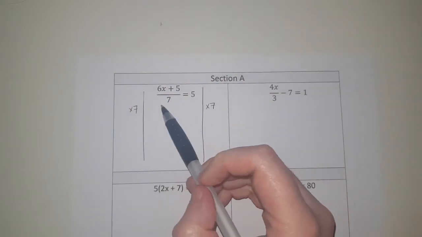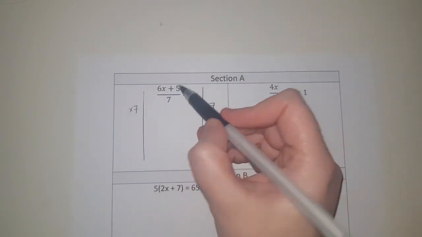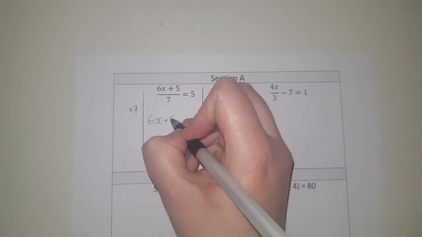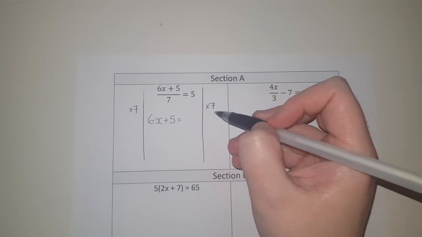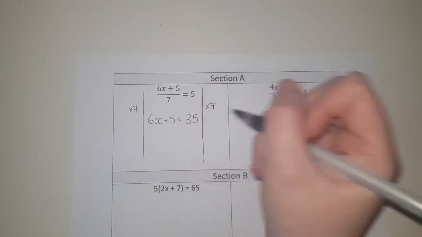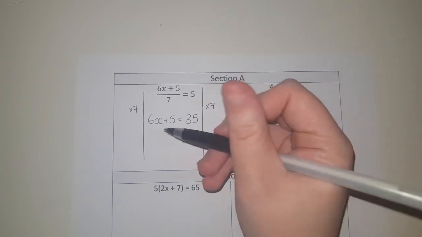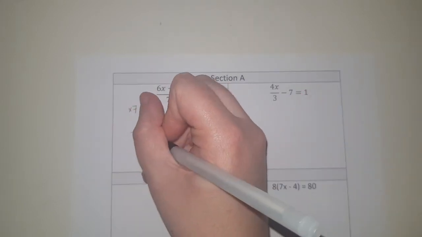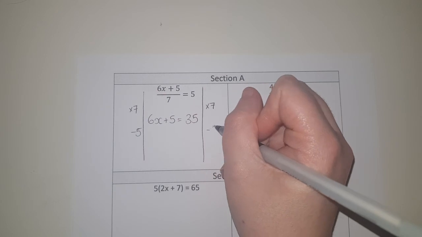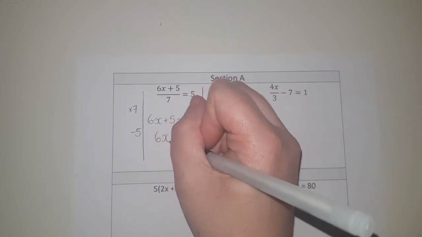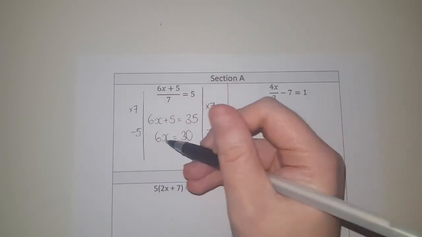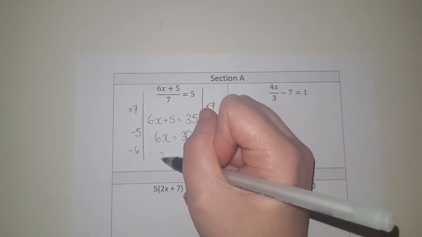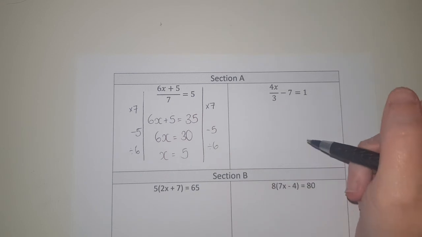Now, if you times the left-hand side by 7, it just gets rid of the bottom of the fraction and leaves you with 6x plus 5. On the right-hand side, 5 times 7 is 35. From there, it becomes just like what we started with, so anything added or subtracted goes next. If we subtract 5, you get 6x equals 30. And then to get rid of the 6, we divide by 6, in which case x is equal to 5.